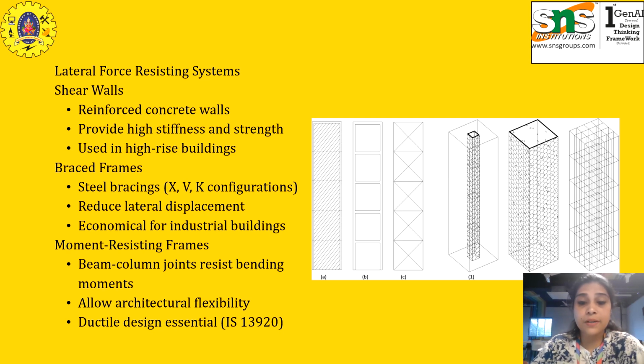And next is moment resisting frames. Moment resisting frames use beam column joints that resist bending moments, and give architectural flexibility in design. Ductile design is required, so we should follow IS 13920, and it is very suitable for medium to high-rise buildings. A combination of these systems creates a robust, seismic resistant building.